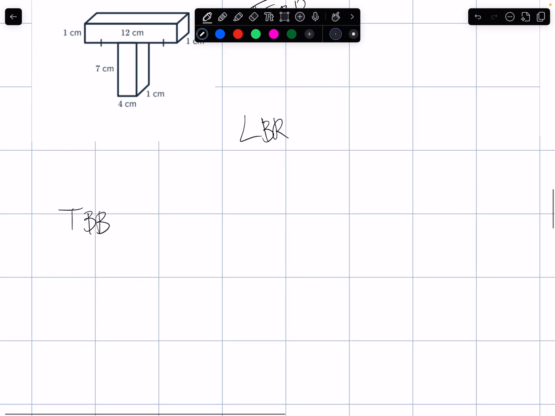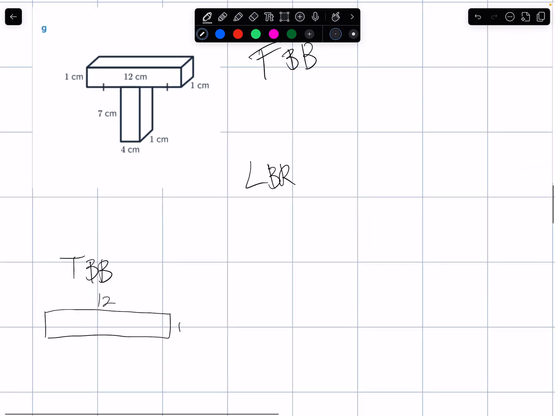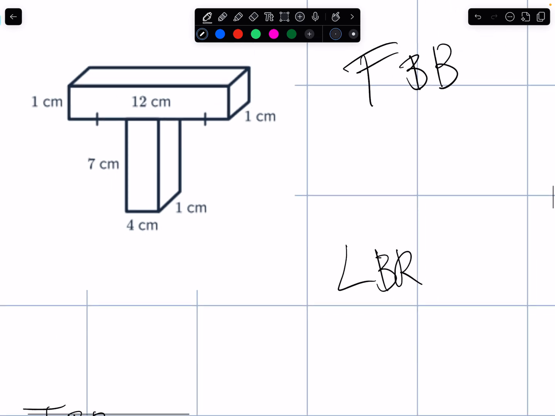Let's have a look. Our top, let's draw it out. Our top looks like this, just a straight T, just a cross section, where this is 12, this is 1. Now, let's just draw it in as well. If this is 4, all right, this is 4.